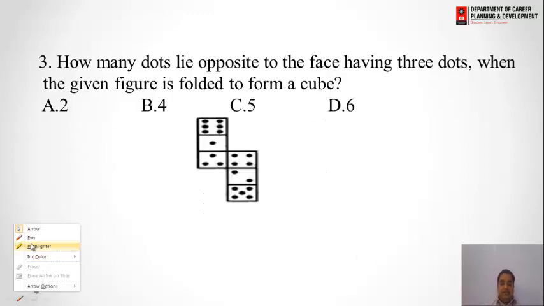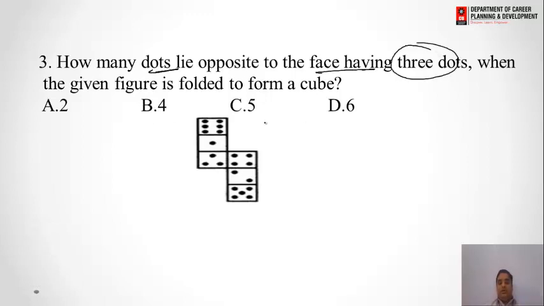The next one, the same. We need to calculate how many dots lie opposite to the face having 3 dots. We just need to find the figure opposite to this one. So as per the question, we have the answer 6, option number D, because in this type of sheet, these two figures are opposite to each other.